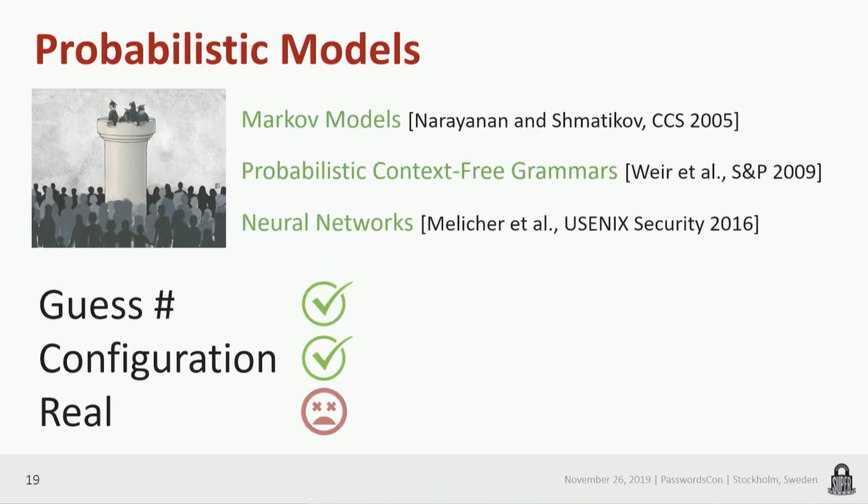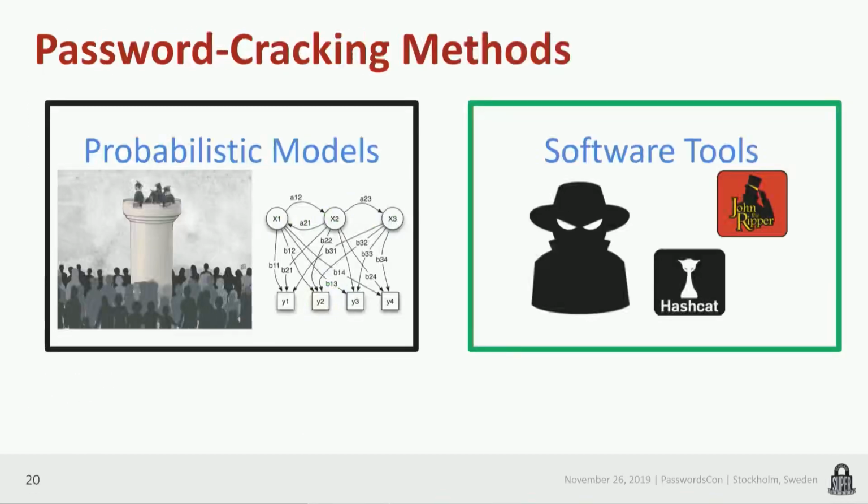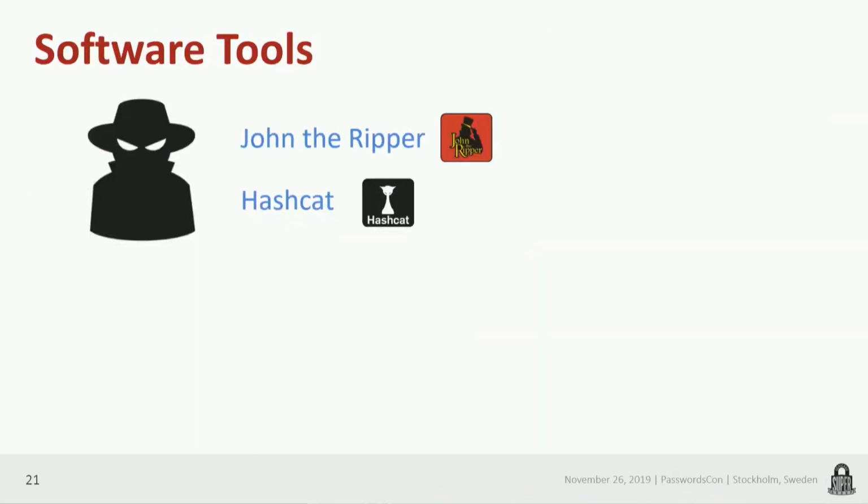But what do they use? Well, I mentioned it before, the software tools on the right, John the Ripper and Hashcat. And what do those tools do? They perturb passwords. So they change a password in a way a human would when creating a new password. And I will explain later how it works.